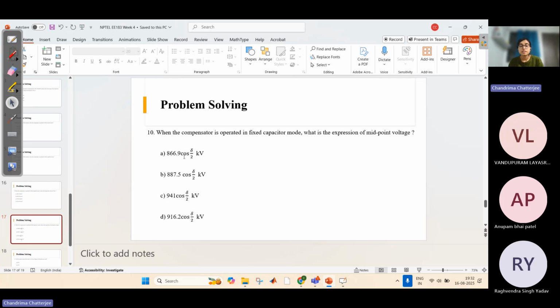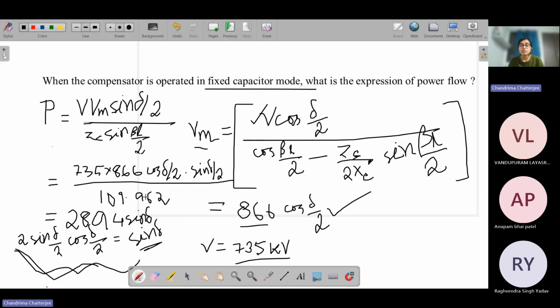Now question number 10. When the compensator is operated in fixed capacitor mode, what is the expression of midpoint voltage? That we already found out. So this one only, right? This one only.